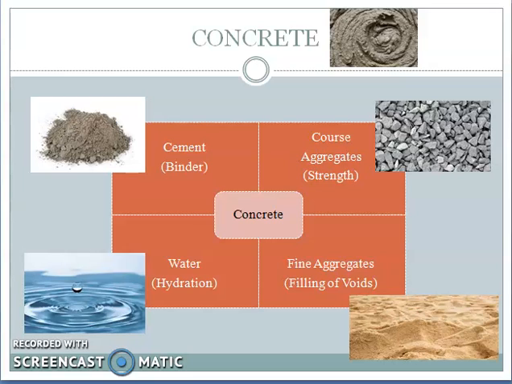So basically it is made of cement which acts as a binder. It is made of coarse aggregate which gives strength to the concrete. We pour fine aggregates into it, which fills the voids between the coarse aggregate and cement, and we add water for hydration process of cement so that the concrete gains strength.